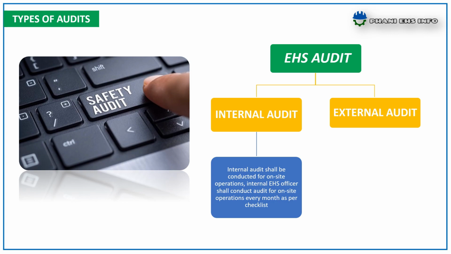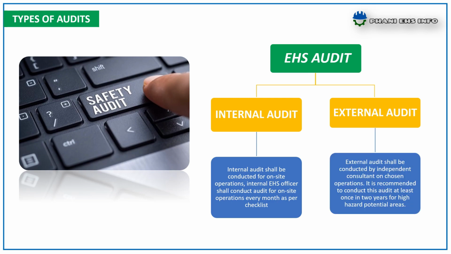Internal audit shall be conducted for on-site preparations. Internal EHS officer shall conduct audit for on-site preparations every month as per checklist. External audit shall be conducted by independent consultant on chosen operations. It is recommended to conduct this audit at least once in 2 years for high hazard potential areas.